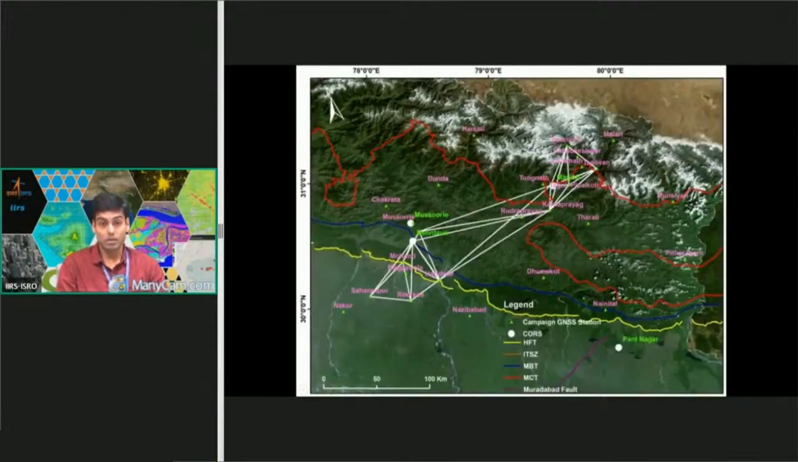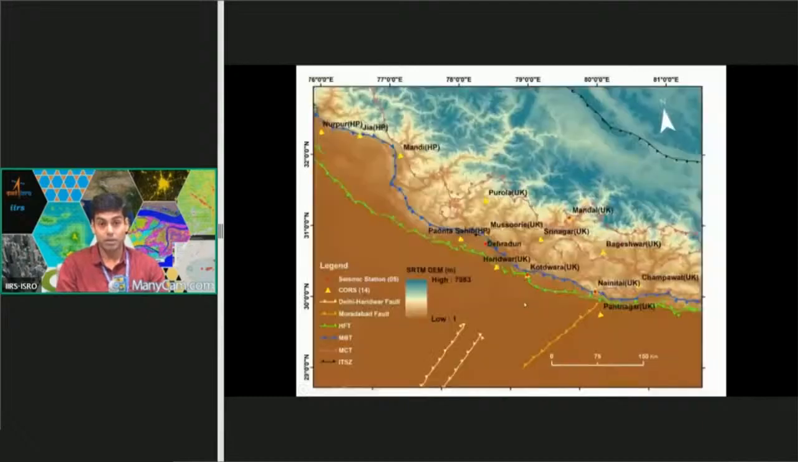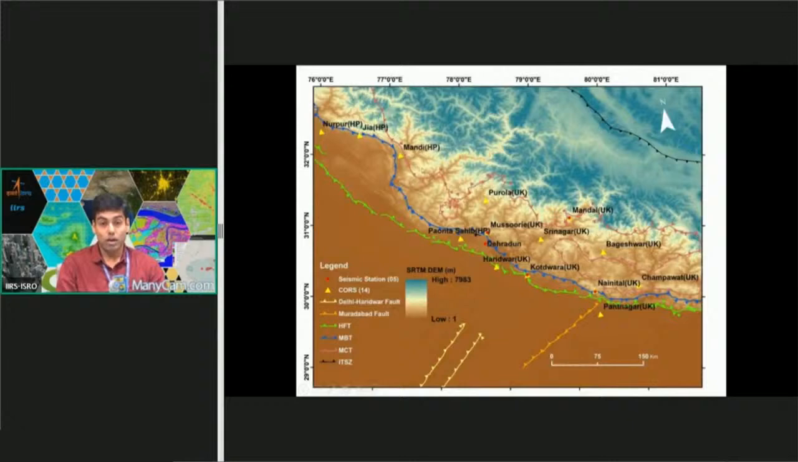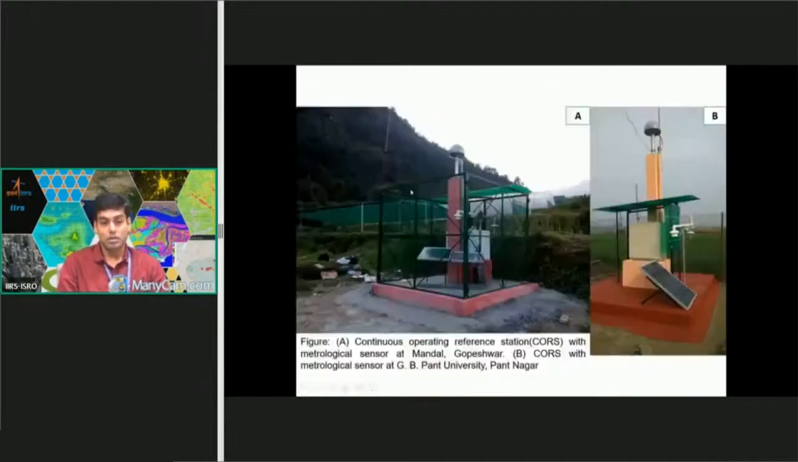Then here you can see the zoomed image, which clears up the campaign stations and permanent stations. Permanent stations you can see here also. So now we have 14 permanent stations and 27 campaign stations around. And you can see that they are distributed nicely because we want to map the strain and crustal deformations. So we want to do a time series analysis as well as map analysis. So for this, we have set up these permanent stations.